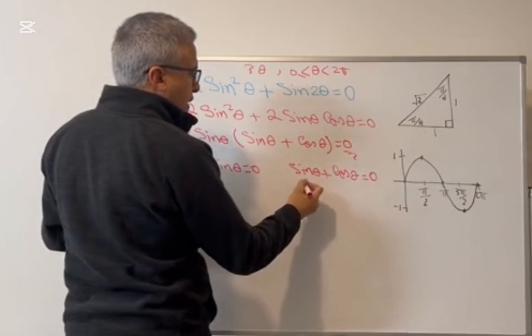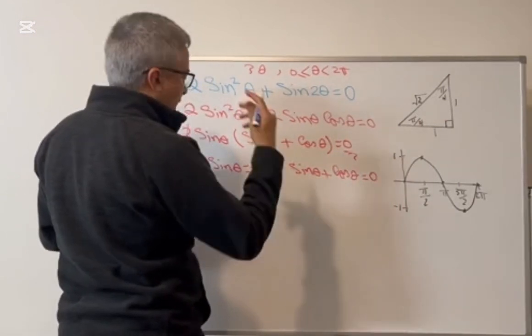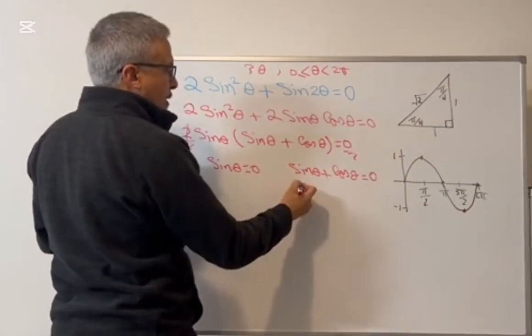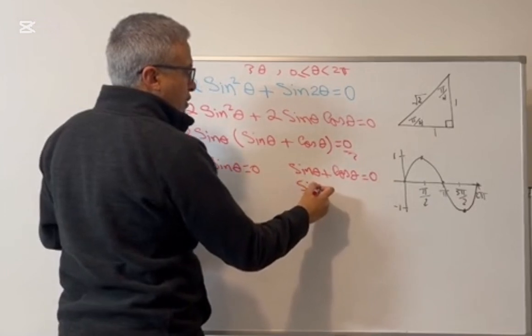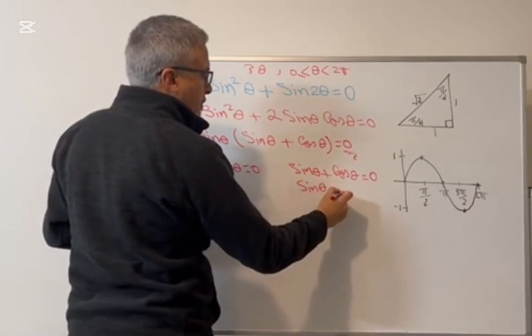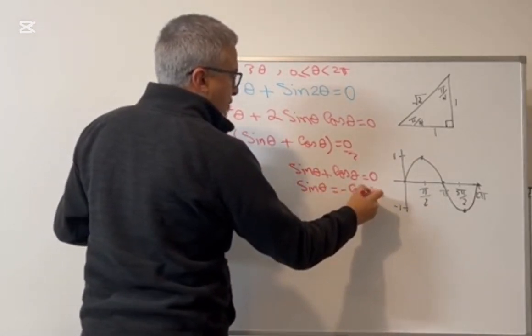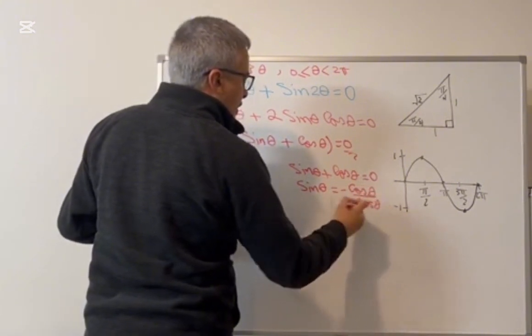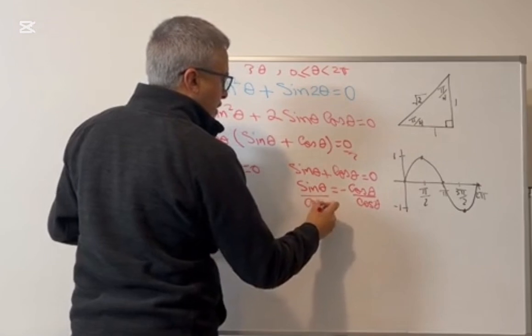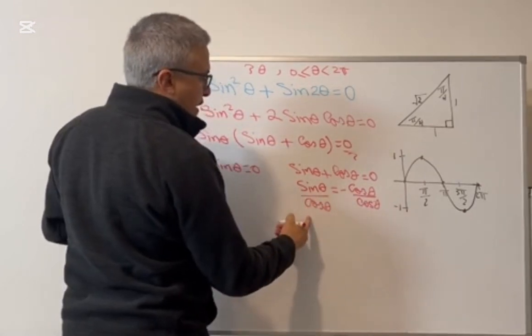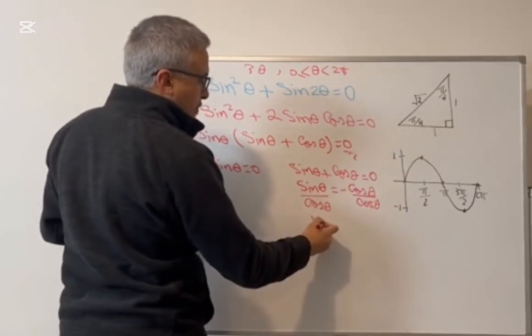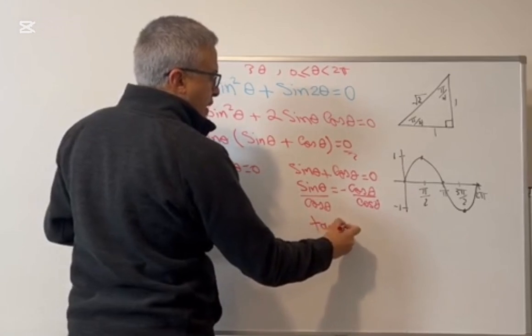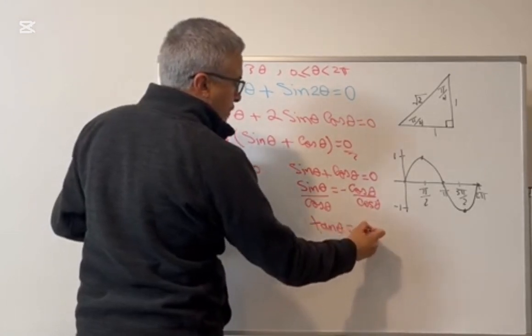Here you have to do a little bit of solving, because if you want to do it this way and you think about the angle and all that, it's very tough. But if I move the cos theta to the other side, it becomes negative cos theta. And now I divide everything by cos theta. Sine theta divided by cos theta, that's tangent theta. And that will give me negative 1.